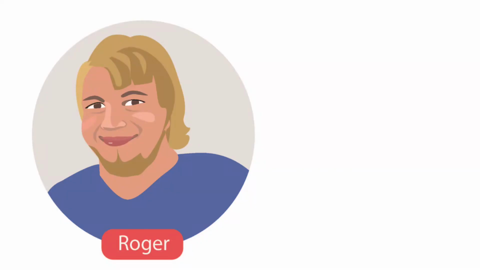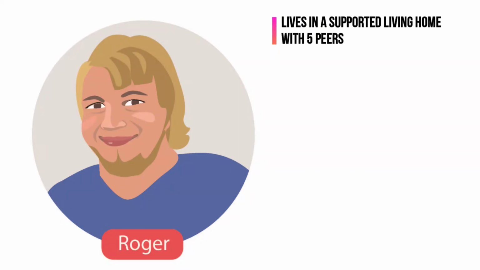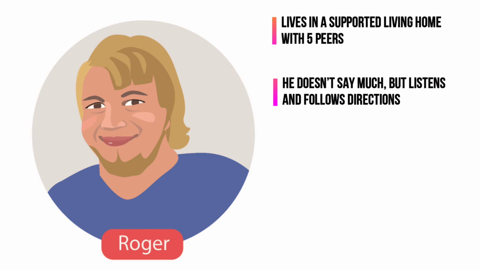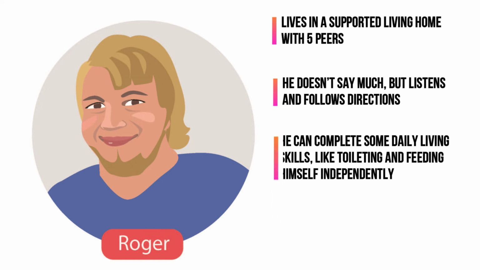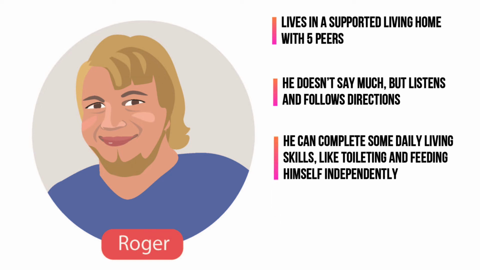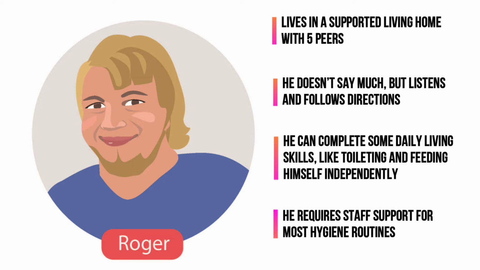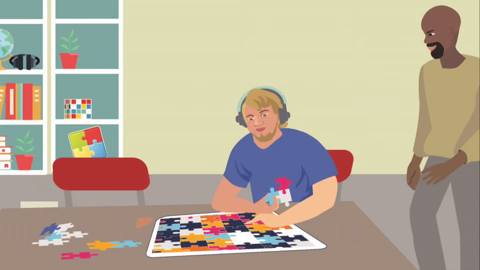Roger is 28 years old and lives in a supported living home with 5 peers. Roger doesn't say much, but listens and follows directions. He can complete some daily living skills, like toileting and feeding himself independently. He requires staff support for most hygiene routines. He enjoys watching TV, doing puzzles, listening to music, doing matching activities, and cause and effect activities. He does not like loud, unexpected noises, and spending a lot of time with others.